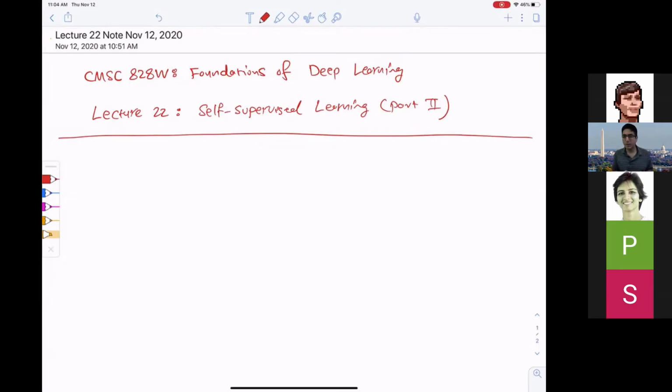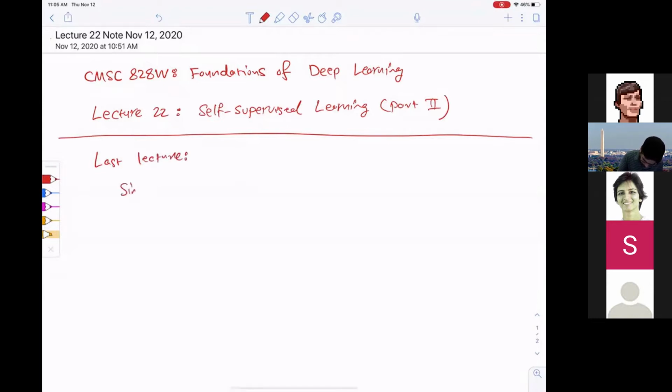Let's start. Today we are going to continue talking about self-supervised learning, focusing on contrastive learning. And mainly today we are going to focus on the theory side of self-supervised learning. But let me briefly recap what we covered last lecture. We mainly focused on one of the state-of-the-art self-supervised learning methods called SimCLR. It was introduced quite recently.